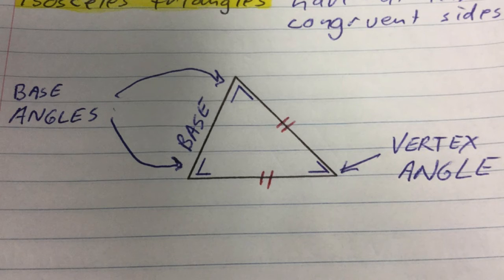Final example, draw yourself an isosceles triangle. We just want to label some of the parts. The vertex angle is the angle that connects the 2 congruent sides. The base angles don't connect the 2 congruent sides. They connect to the base, which I guess if you look at this on its side would be a nice isosceles triangle for us.